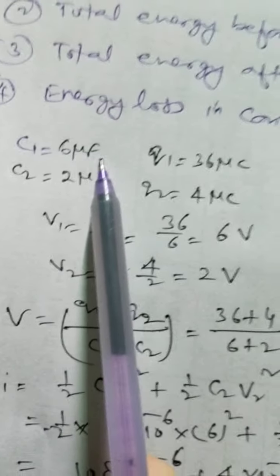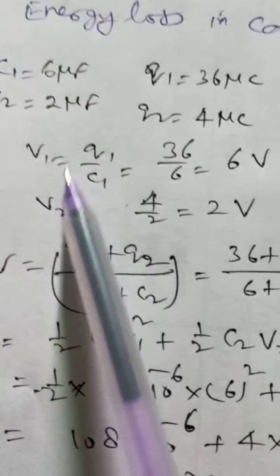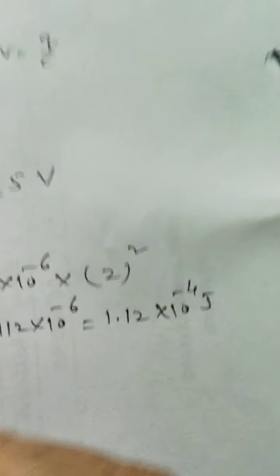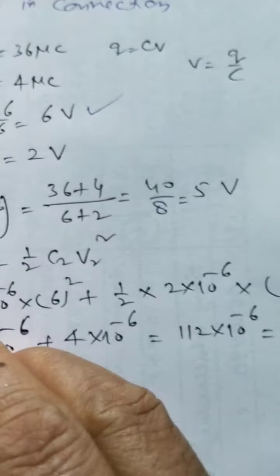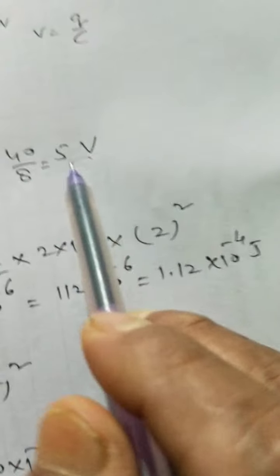Now look here, first C1 is equal to this, C2, Q1, Q2 given. We know Q is equal to CV, so V is equal to Q by C. So what will be V1? Q1 by C1, 36 by 6, answer 6 volt. V2 is 4 by 2, this is 2 volt. Now here our formula: V is (Q1 plus Q2) by (C1 plus C2). I am putting the values, your answer will be 5 volt.